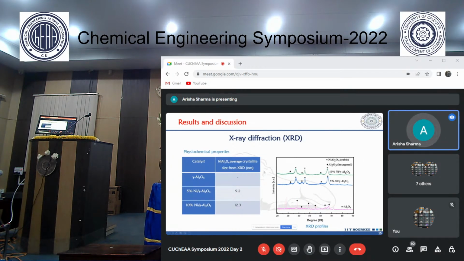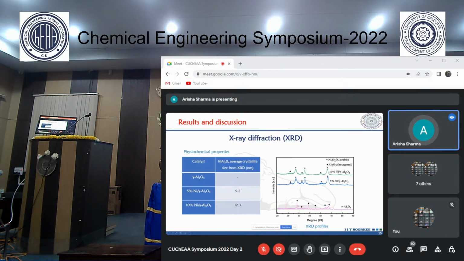In the table, we have calculated the NiAl2O4 average crystallite size by using the Scherrer equation, and we found that with the increase in nickel loading, the average crystallite size is increasing. This is due to the agglomeration, that is, the formation of larger clusters of nickel particles. And on the right hand side, the XRD profiles have been shown.